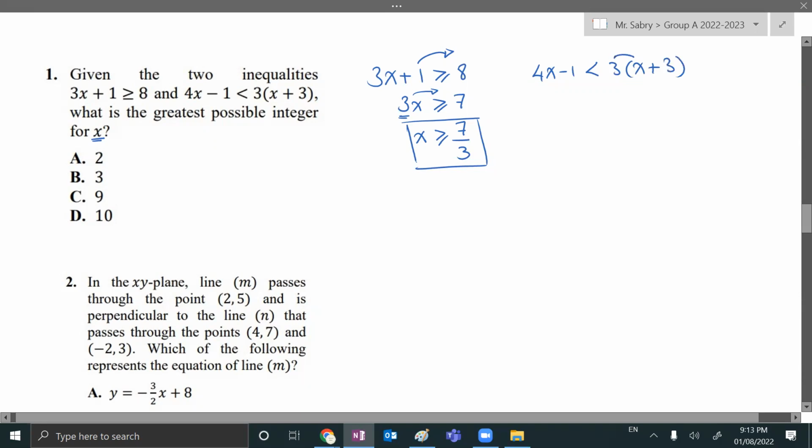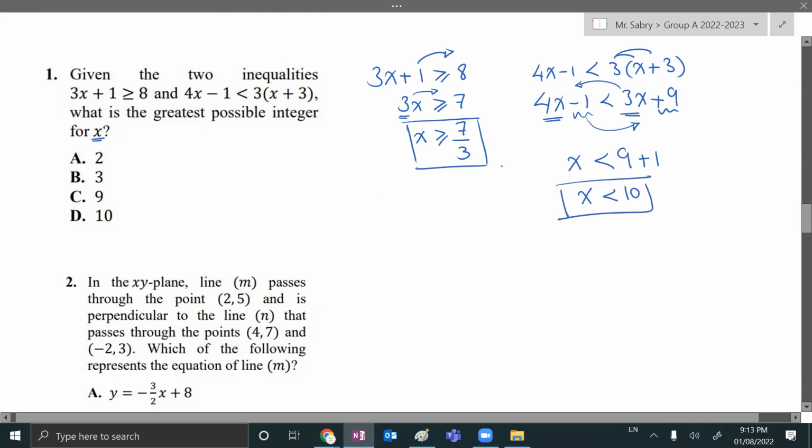I'll distribute the 3 on both, which will give me 3x plus 9. I'll put the x's on the same side and the numbers on the other side. So I'll move this 3x here, and I'll move the negative 1 to this side next to the 9. So 4x minus 3x is just 1x less than 9, and then the negative 1 goes to the other side as plus 1. So x is less than 10.